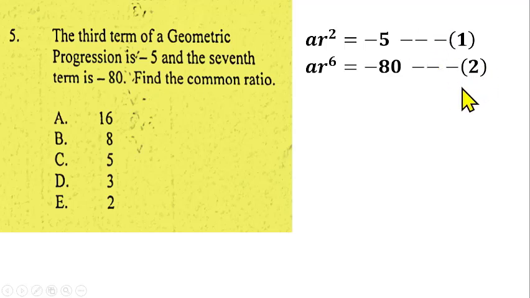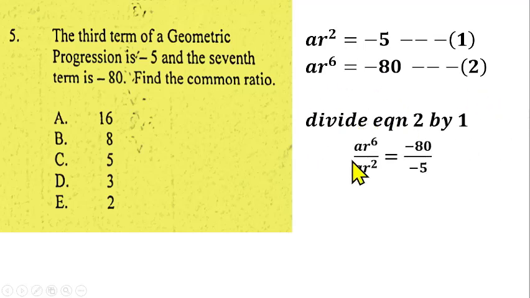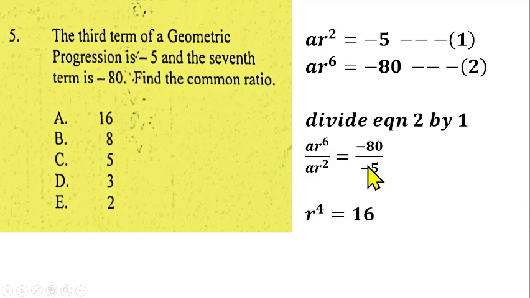So you have two equations here, and you can divide equation 2 by equation 1. That means ar raised to power 6 over ar squared equals minus 80 divided by minus 5. So a will cancel, ar squared will go into r raised to power 6, and that gives us r raised to power 4. Then 5 goes into 80, which gives us 16.